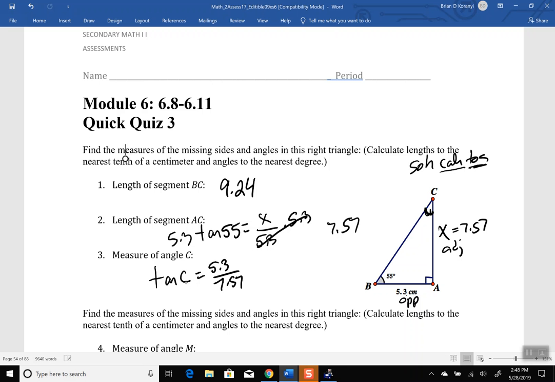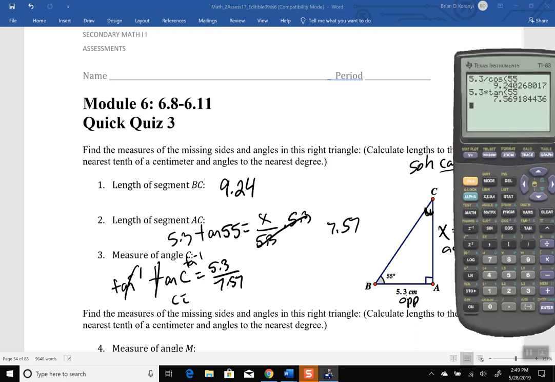And when I want to get to my angle inside here, I have to do the opposite of tangent, which is the inverse tangent on both sides. So C would equal the inverse tangent of 5.3 divided by 7.57, which would be about 35 degrees.